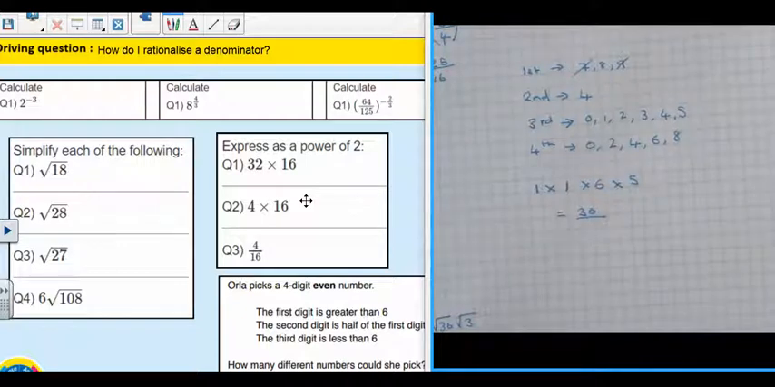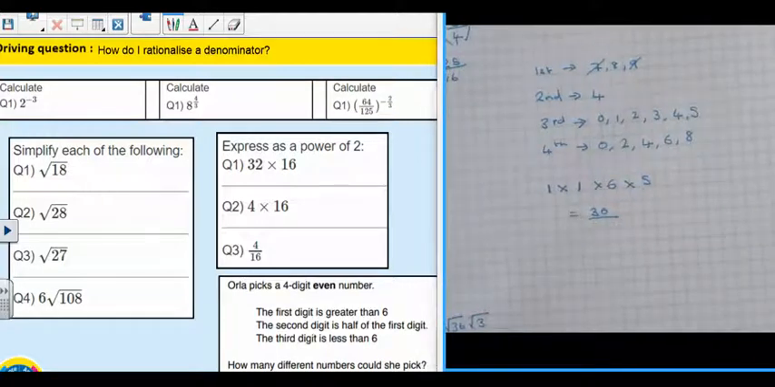If you found that difficult, go back to Unit 1.1 and revise the product rule. Moving on.